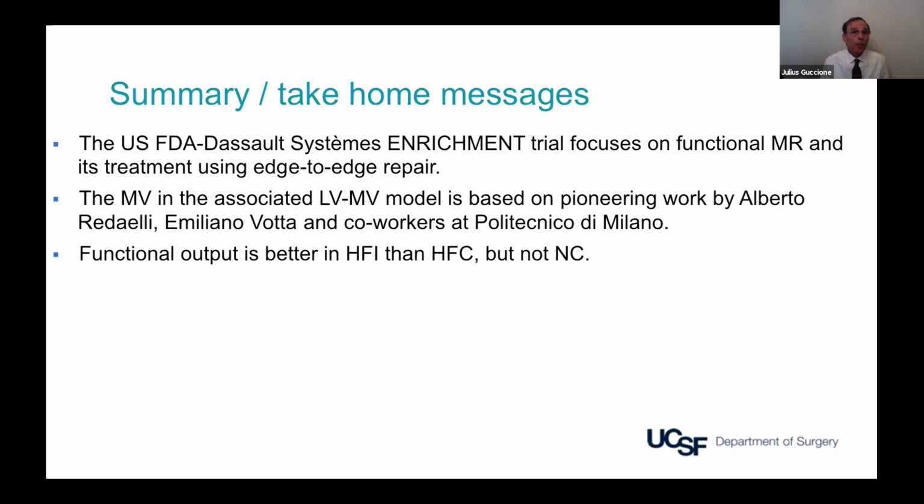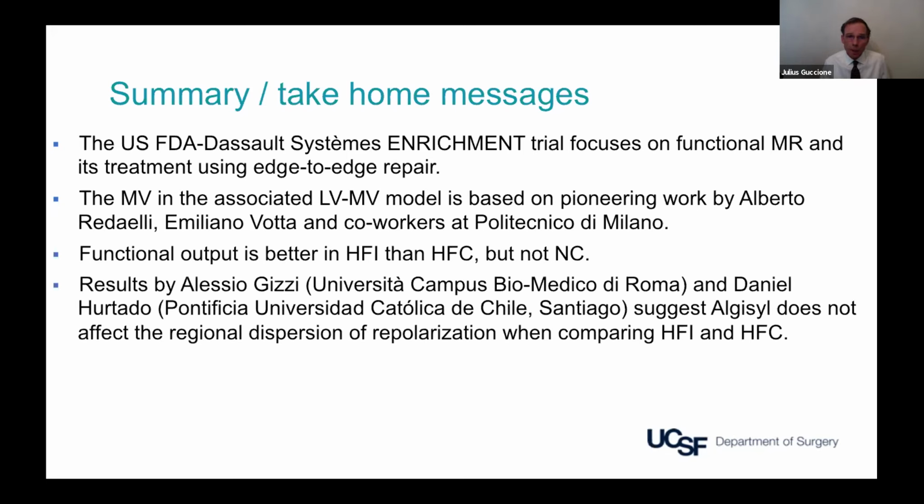For the polymer injection, functional output for the treated heart failure is better than untreated heart failure, but not as good as the normal case, at least in swine. And we believe vagus nerve stimulation may be what's missing in order to cure heart failure with reduced ejection fraction.